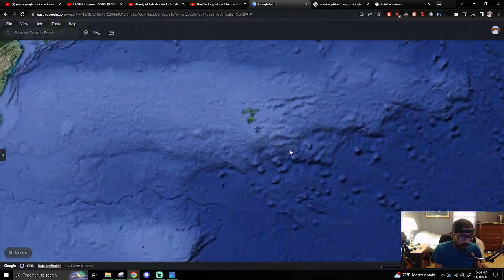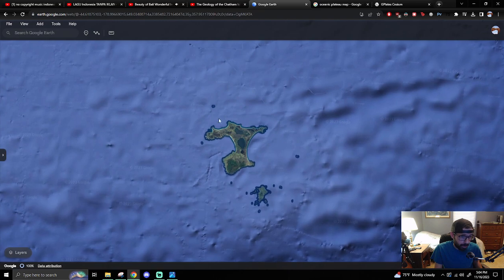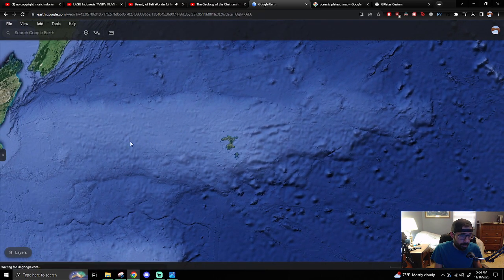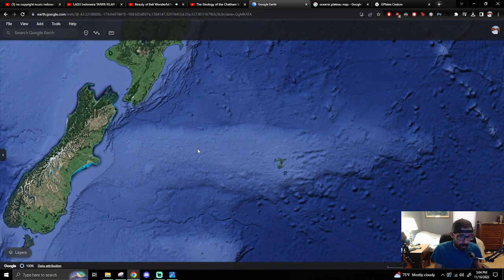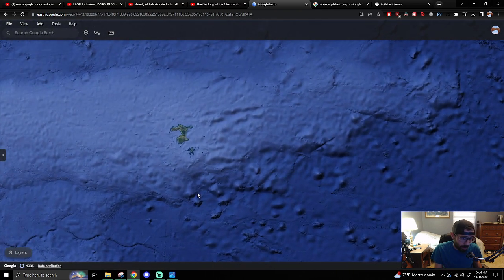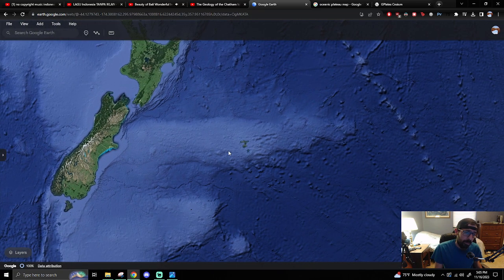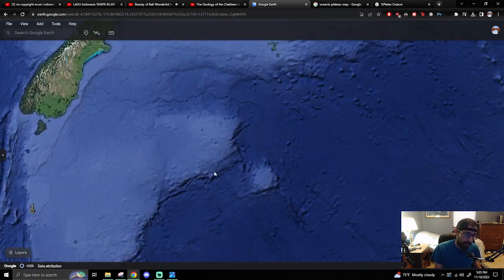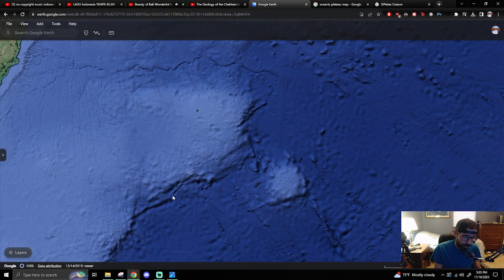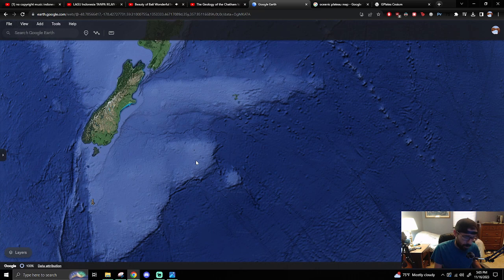We're starting here around Chatham Islands, and particularly in this area, which is interesting. It's got these little bumps, almost like a saw appearance to it. Kind of going on down here too. Okay.